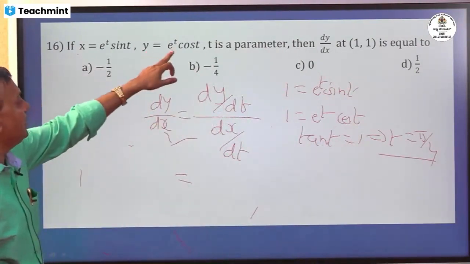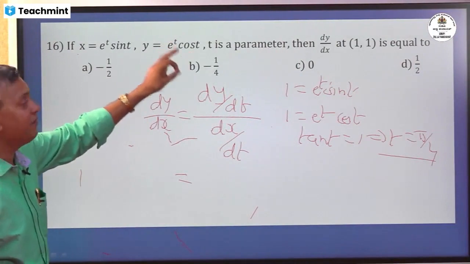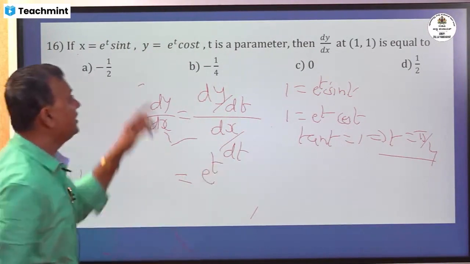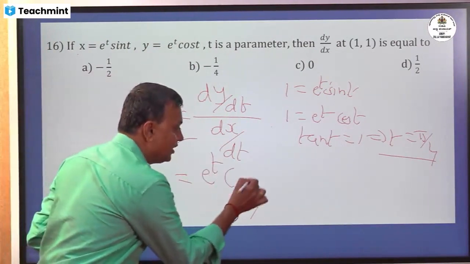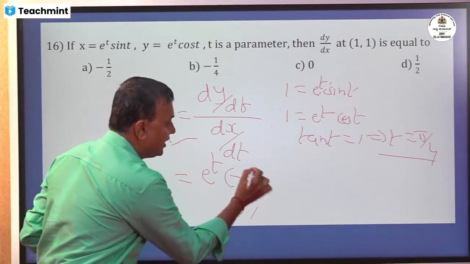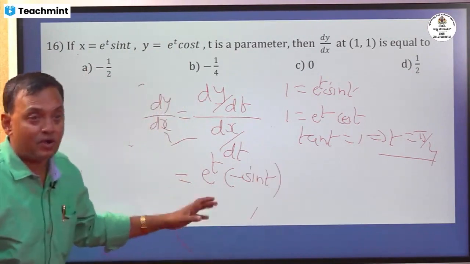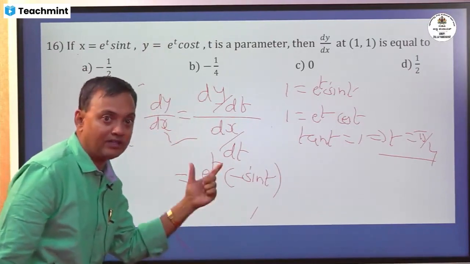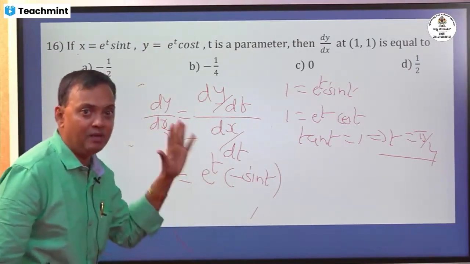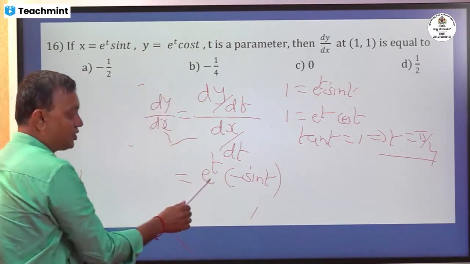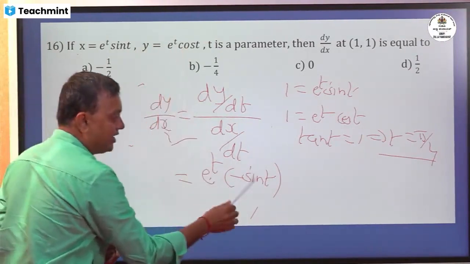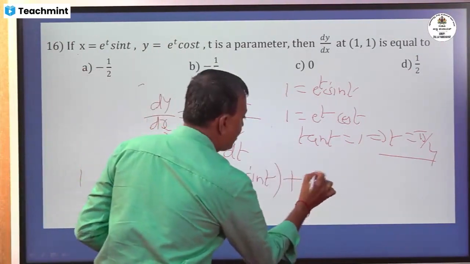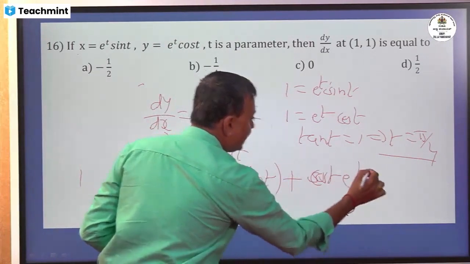What is dy by dt? What is the derivative of e power t cos t? Differentiate with respect to t. Derivative of cos is minus, correct? Derivative of cos minus sin t. Don't write like this, because e power t cos t is product of functions, use product rule. To get the derivative of this, you must apply product rule. So e power t first function into derivative of cos is minus sin t plus cos t into derivative of e power t is e power t.